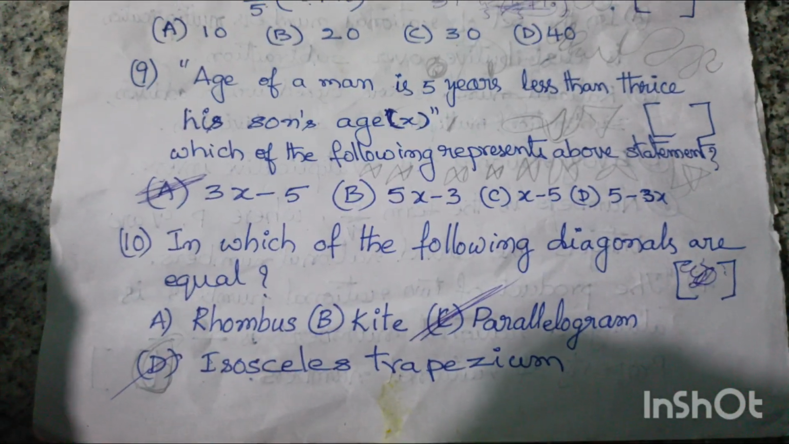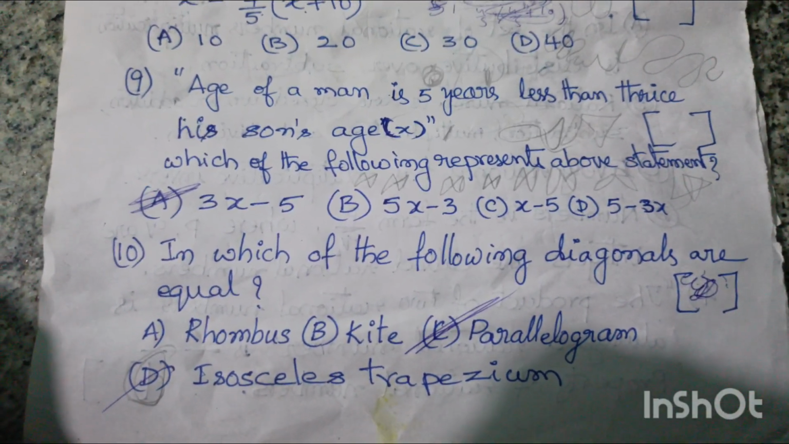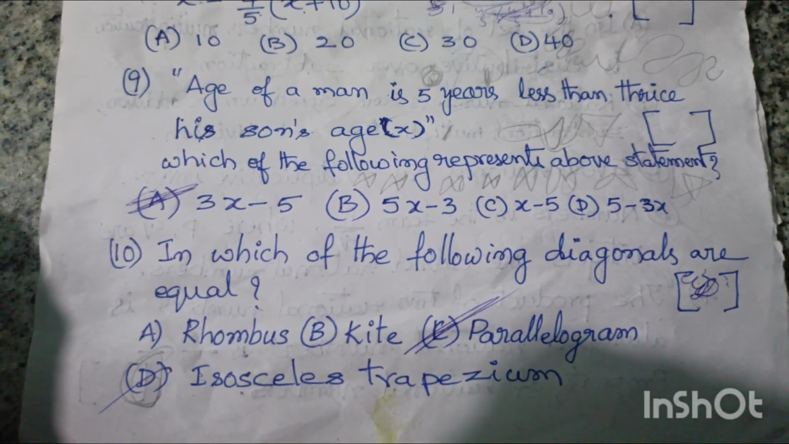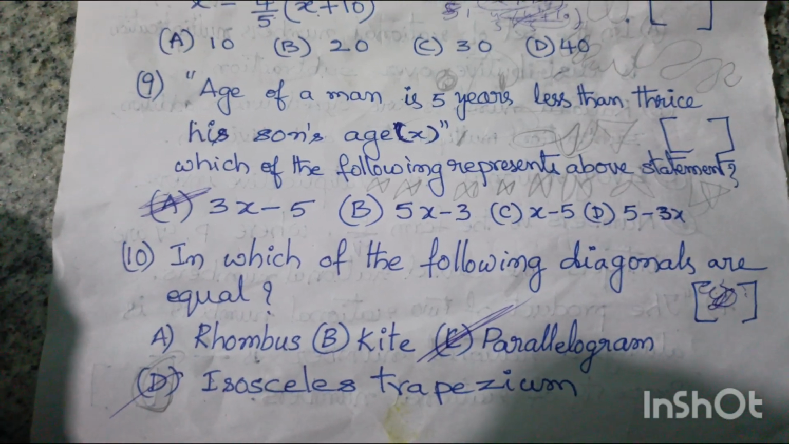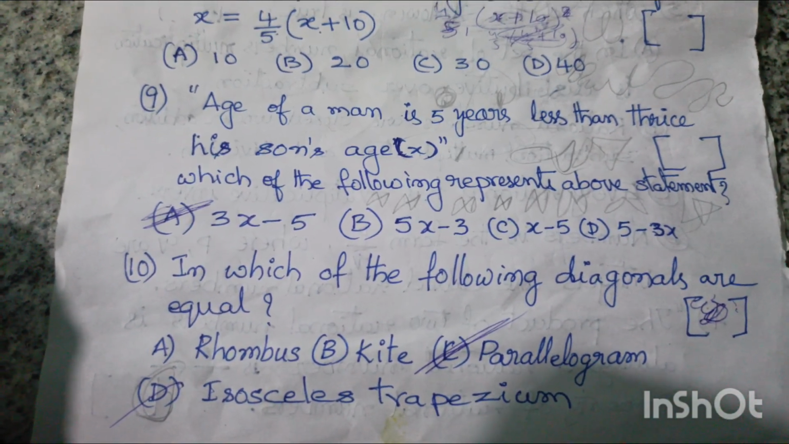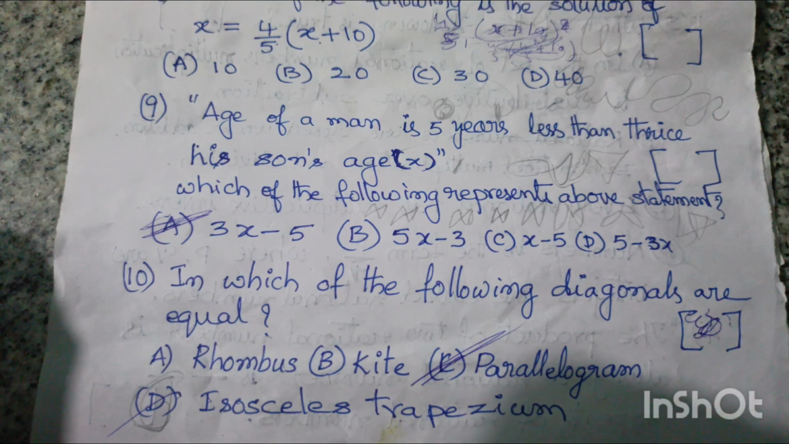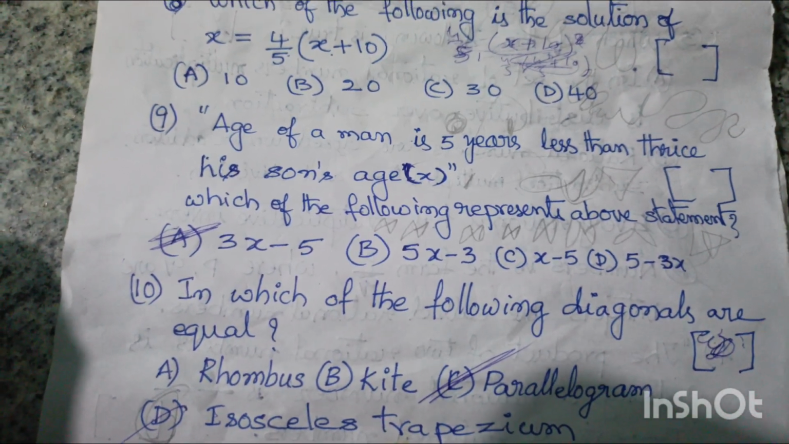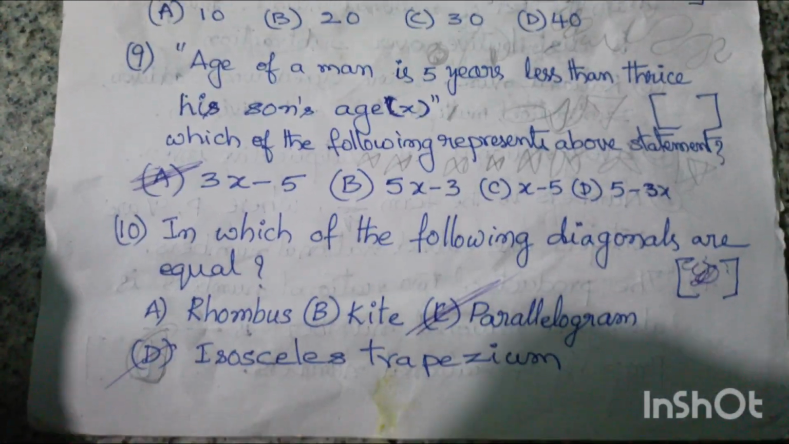Next, age of a man is 5 years less than thrice his son's age. Which of the following represents the above statement? Age of a man is 5 years less than thrice his son's age, which is x. So 3x, 3x minus 5. Option A is the right answer.